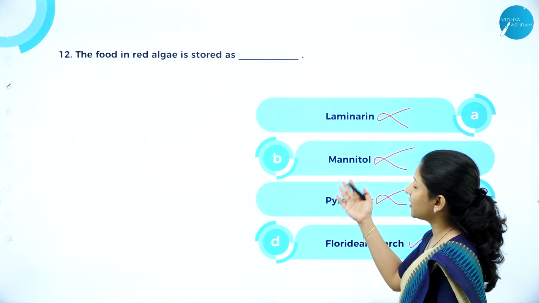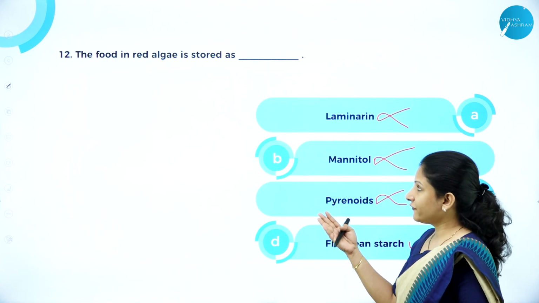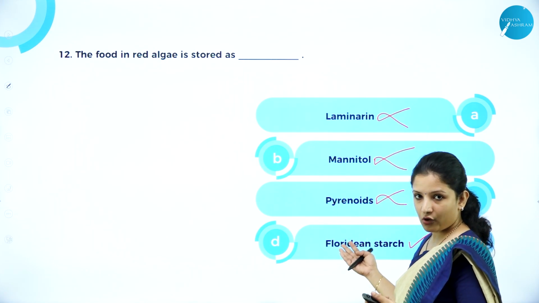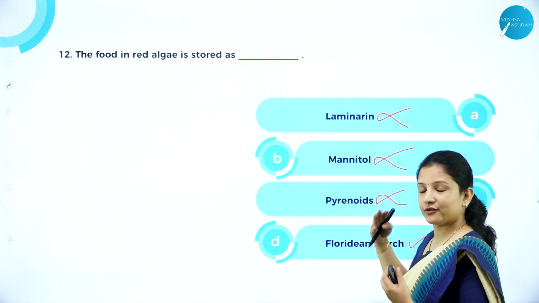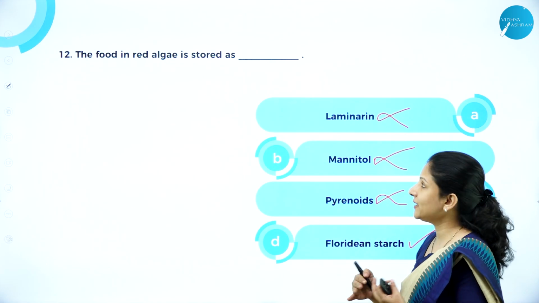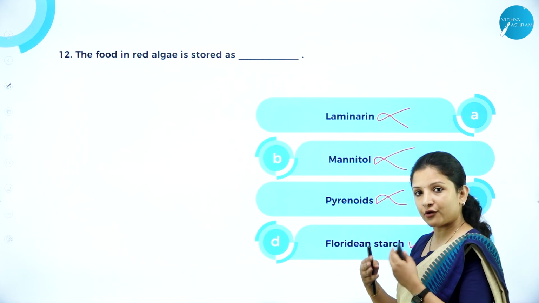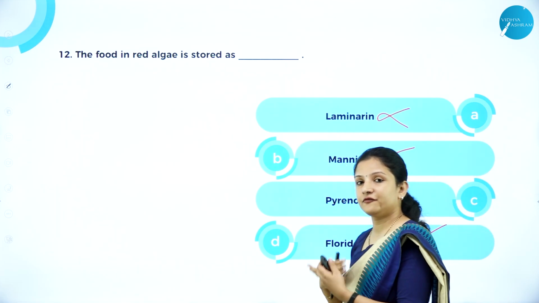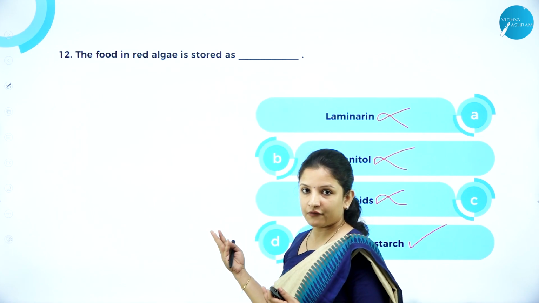Likewise, they can ask the food in Chlorophyceae is stored in dash. Is it in pyrenoids or is it in the chloroplast? So, like that they can frame questions. You have to be smart enough to frame questions on your own based on the questions that I have framed here. So, likewise different sets of questions can be framed.